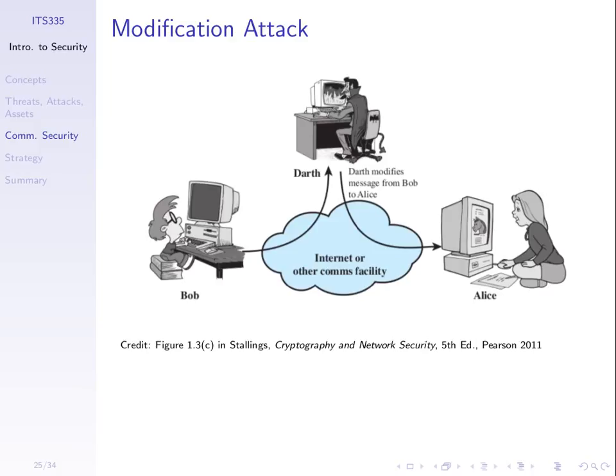Active or passive? Active. Why is it active? The data has changed. Even though the number of messages is the same, with no attack, Bob sends one message, Alice receives one message. With the attack, Bob sends one, Alice receives one. But what's received has changed. So something has been changed in the normal communications by this attack. So this is also an active attack.